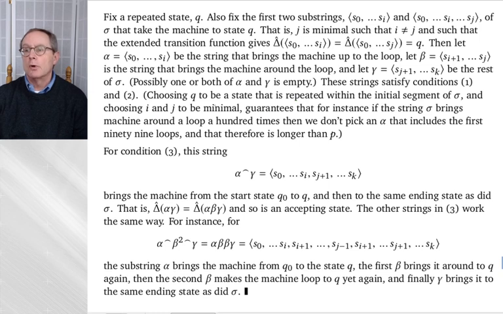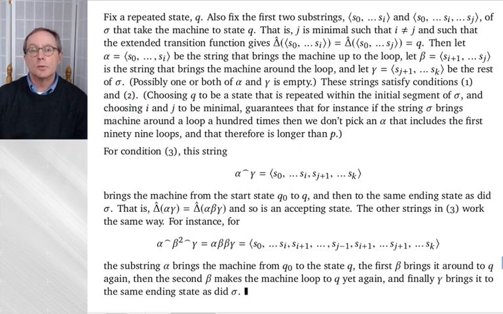I also made the observation that possibly one or both of alpha and gamma is empty. It could be that the loop starts at Q0, so alpha could be empty. It could be that the loop ends at an accepting state, so gamma could be empty. But you can't have beta empty because you've got to have a loop that you're going around.